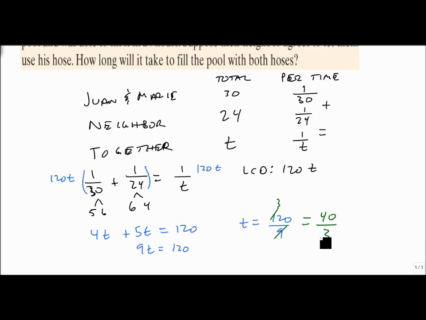So it takes 13 1/3, or 13.333 hours, making it very worthwhile for Juan and Maria to borrow their neighbor's hose. They can get it done in less than half the time. So notice this isn't a simple matter of averaging the times and getting 27. If we guess 27, we're going to miss it, and it's not going to work.